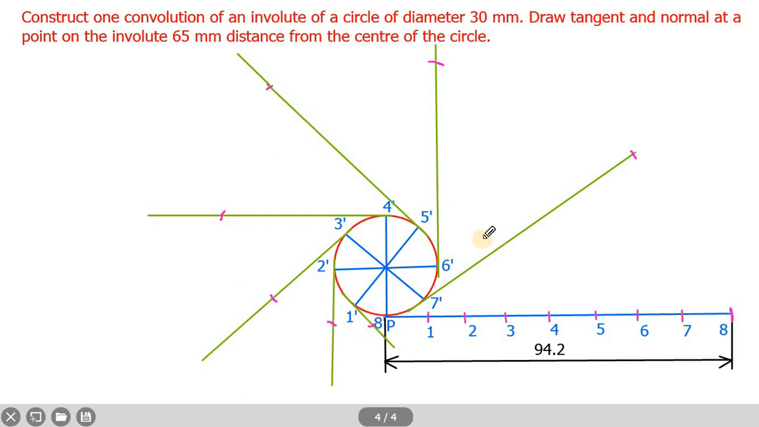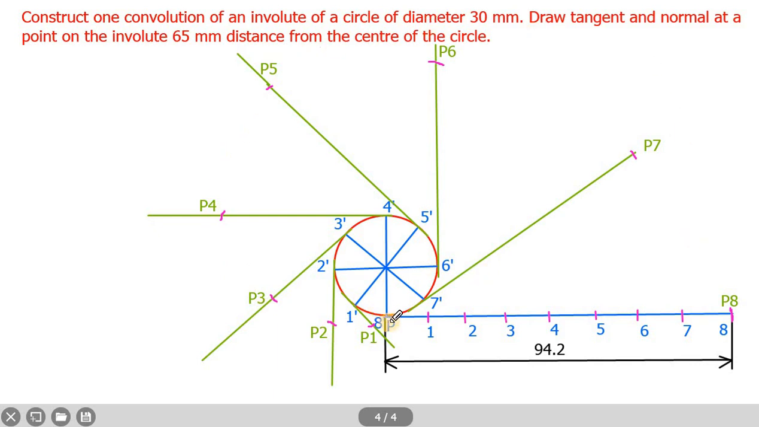Then we can name these arcs as P1, P2, P3, P4, P5 up to P8. This will be P1, this will be P2. Likewise you can mark all the names up to P8. So now you can see I have named all the arcs.